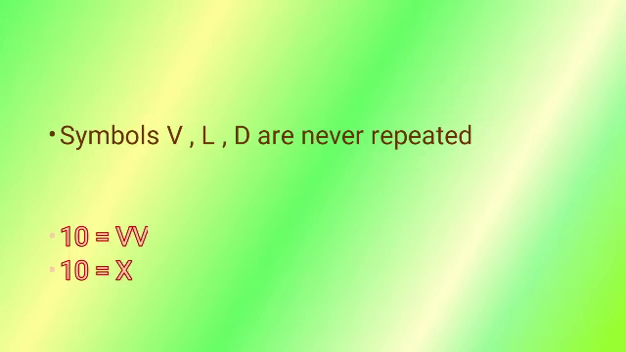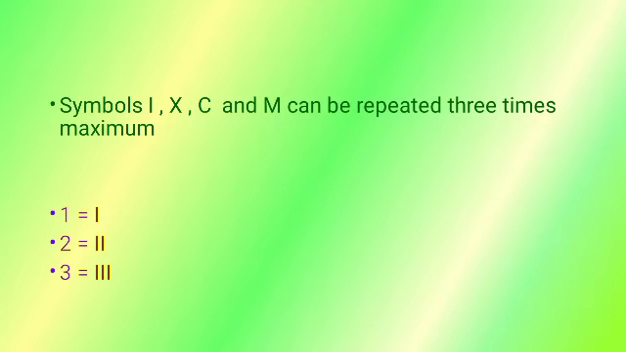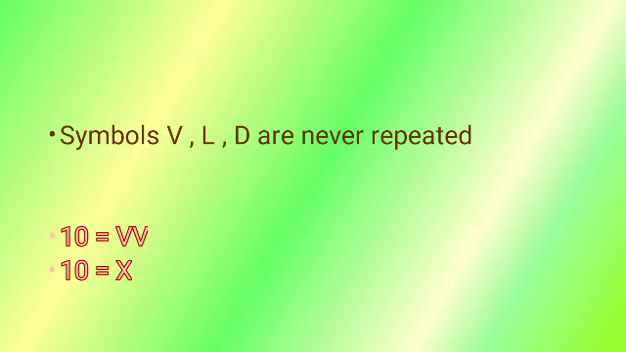Symbols V, L, D are never repeated. In the earlier one, we saw that I, X, C, M can be repeated. But here, V, L, D are never repeated. Suppose you are going to write VV, that is wrong. How are you going to write it? X. X equals 10. So you have to keep in mind that the symbols V, L and D are never repeated.